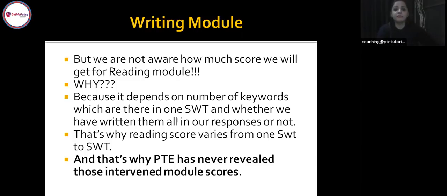And that's why I have written this line in the end. That's why PTE has never revealed those intervened module scores. That is the reason. Coming to the next slide.